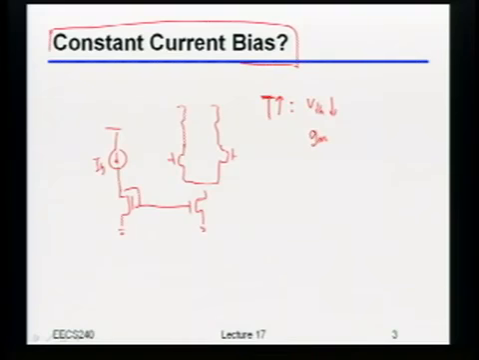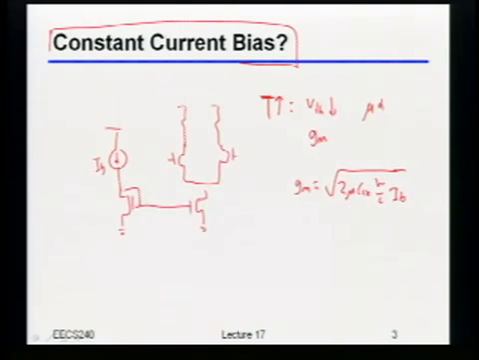If I translate GM into current, what's that relationship? 2ID over V star. Yes, but the problem is we're trying to figure out what actually happened to that whole quantity. As a reminder, GM is equal to 2 mu Cox W over L times IB. Not that this is exactly correct, but if I have a constant IB and temperature goes up, what's going to happen to GM? Mobility goes down, right?